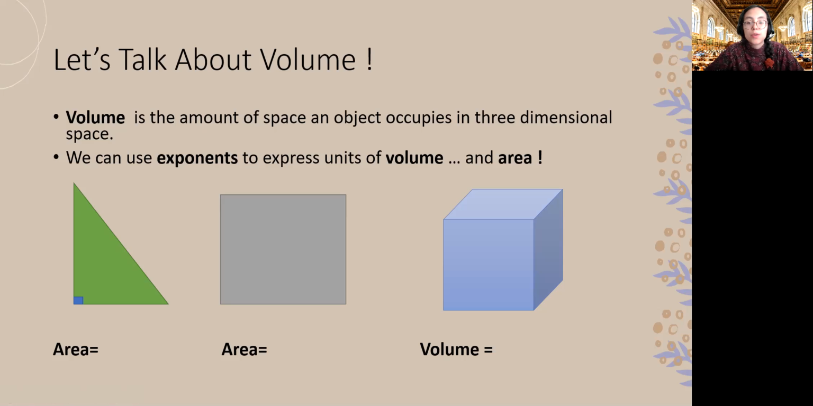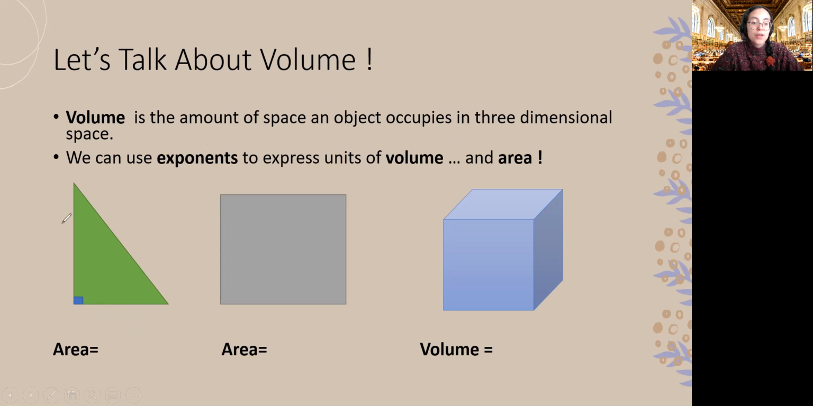So today's discussion, we're going to talk about volume. We already discussed area, and volume, I believe, is a natural progression, especially since now we will be discussing exponents. So volume is defined as the amount of space an object occupies in 3 dimensions. And down here, I have provided you with 3 figures, two of which we've already discussed, the triangle and the rectangle, and a new one, which is this cube. So we can use exponents to express the units of volume as well as area, as I'm sure you have noticed. So let's go ahead and review.